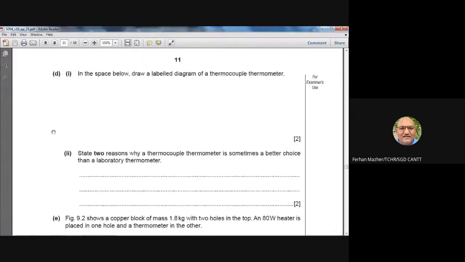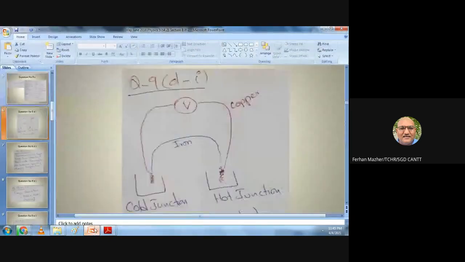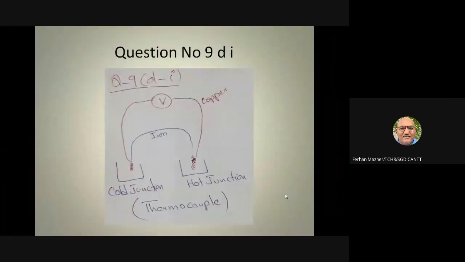It says, in the space below, draw a labelled diagram of a thermocouple thermometer. So here we have to draw a thermocouple thermometer. It's a 2-mark question. I've done this. Let me show you my work. And here we go. On your screen, a thermocouple is showing.